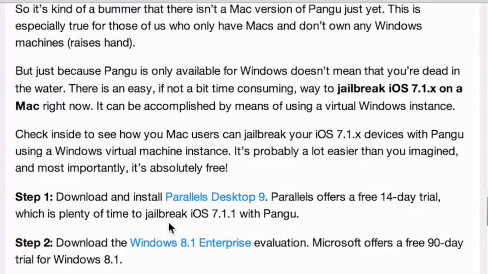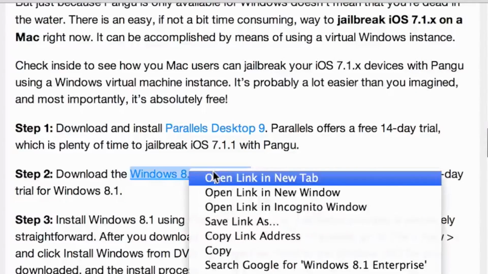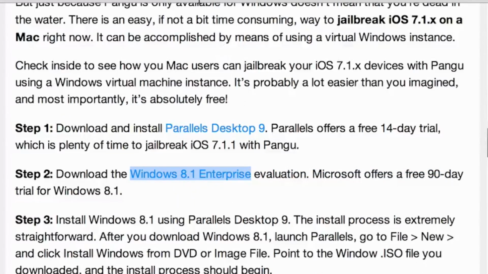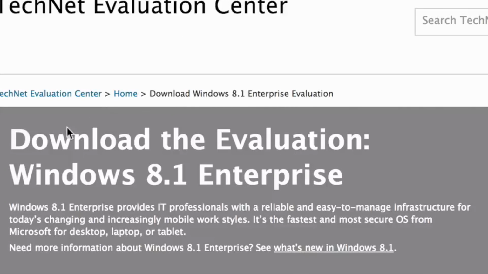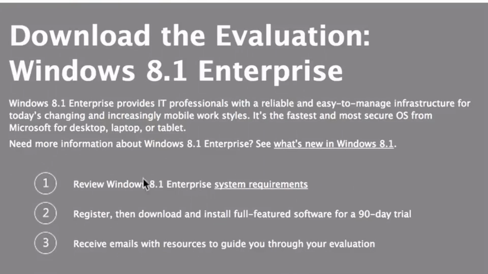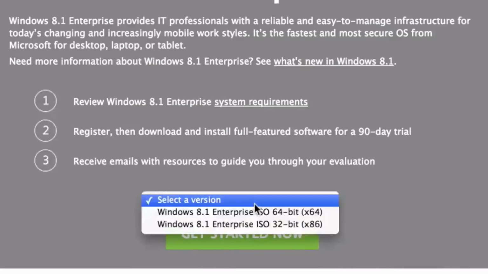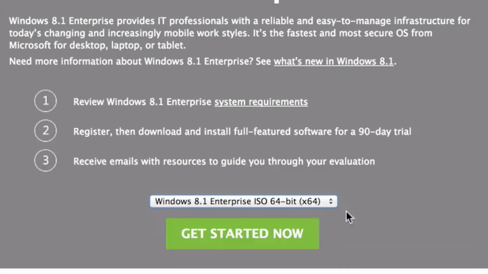The whole premise of this is that we want to do this for free and as quickly as possible. After that, you want to go to step two, and that is to download Windows 8.1 Enterprise Evaluation. This comes with a free 90-day trial so that you can download Windows 8.1 Enterprise free of charge. It'll download an ISO file. You want to select your version. You're probably going to select 64-bit on most modern desktops and laptops.